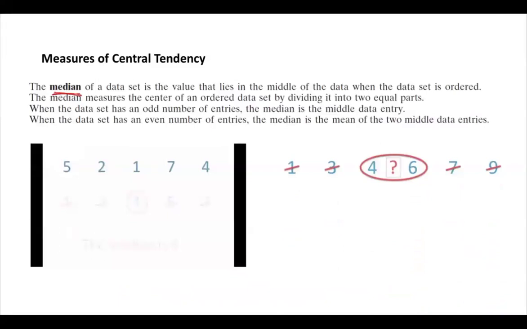Now, if you order the data and you have two values in the middle, you're going to find the average of these two values, and this number 5 is going to be the median of the data.